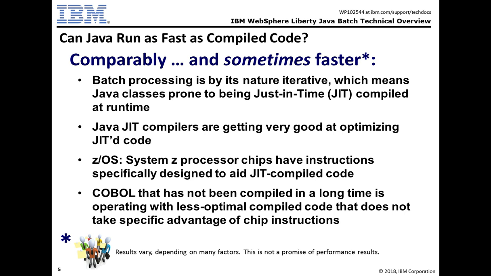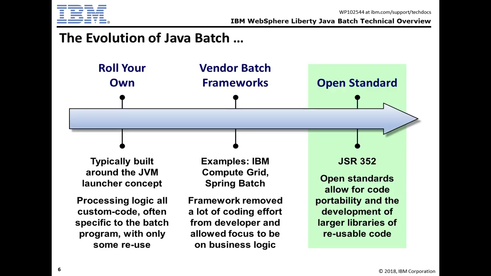But for COBOL, that would mean recompiling your code. And usually when I ask people if they're doing that, about half of the customers will tell me that they can't even find the source code for their batch. There are instructions in some of the older hardware to take advantage of, that are there for the JIT to take advantage of, but of course we've added more and more instructions, so the newer the hardware you're on, the faster the Java runs.